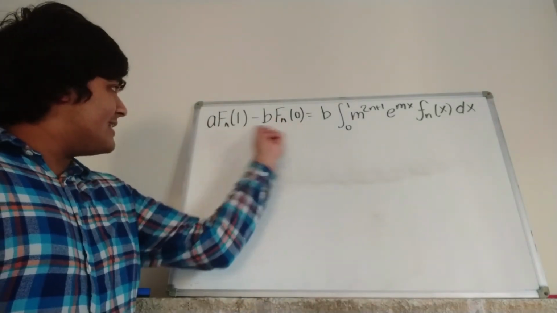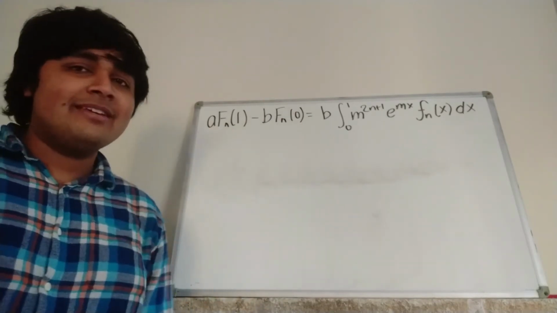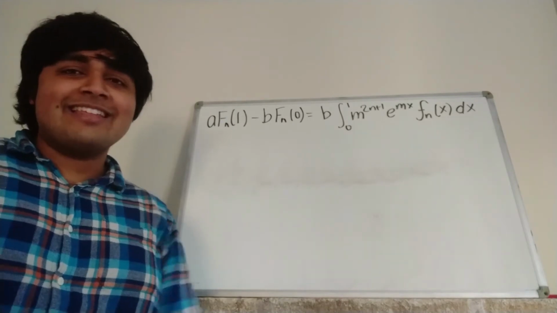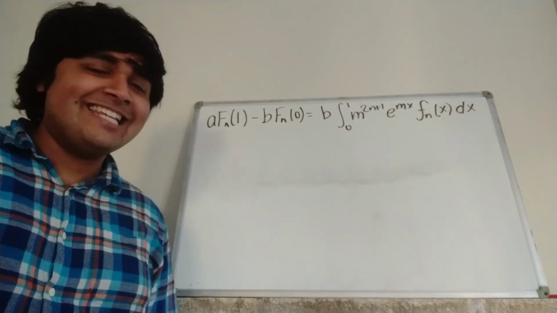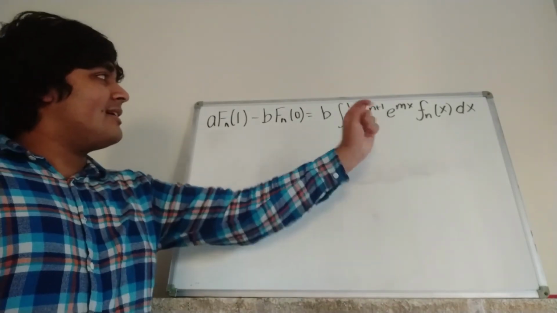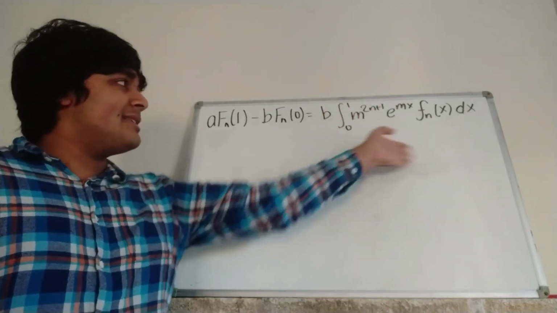Okay, so this guy's an integer, this guy's an integer, and remember a and b are integers, so we've got an integer times an integer, and an integer times an integer, and we're looking at their difference, so of course that's going to be an integer. So on the left-hand side we have an integer, but notice it equals the right-hand side, which is b, something positive, times this integral here.